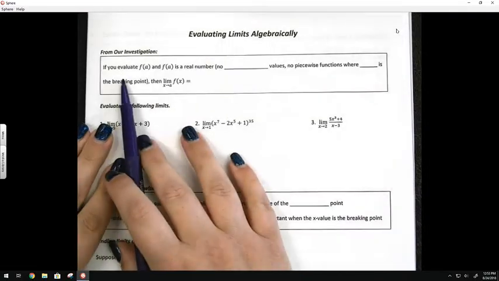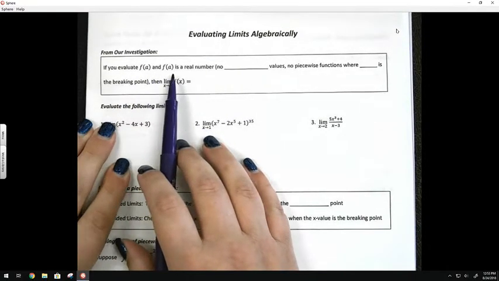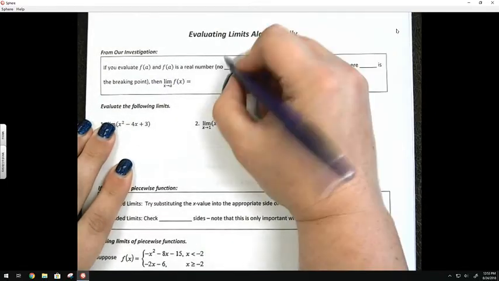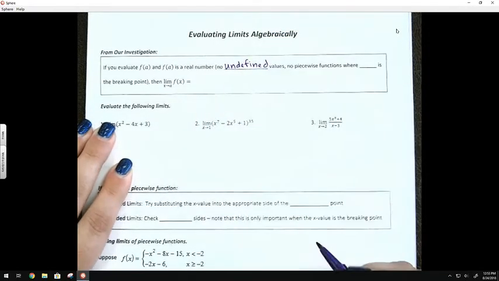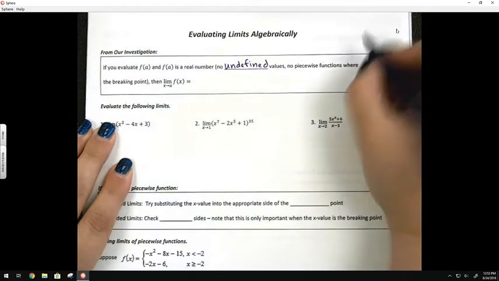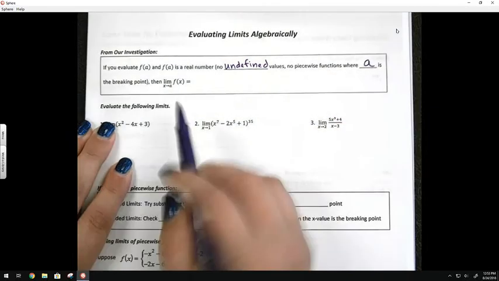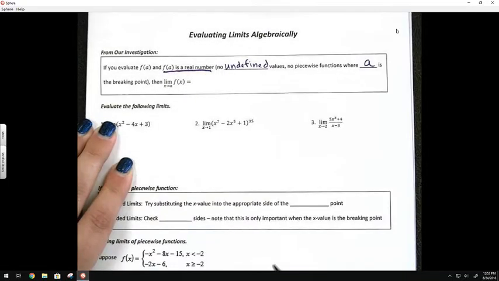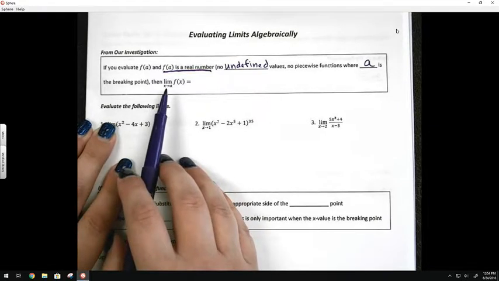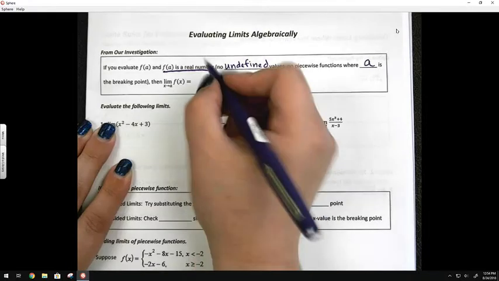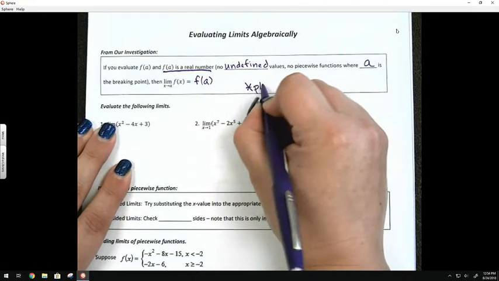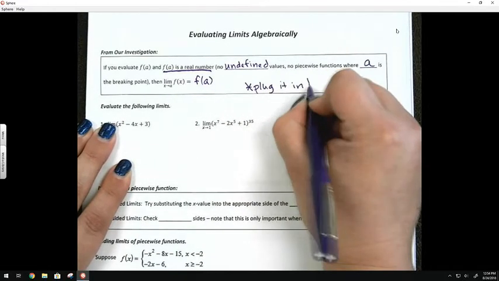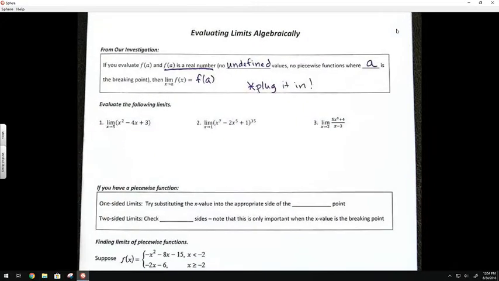If you evaluate f of a, and f of a is a real number, which means that there's no undefined values, there's no piecewise function where a is the breaking point, right? That's what it means for f of a to be a real number. It means we were able to plug it in and we were all good. So that means the limit as x approaches a of f of x has to be f of a, which really just means we're going to just plug it in. As long as there's no problems, we get to plug it in and we're all good.